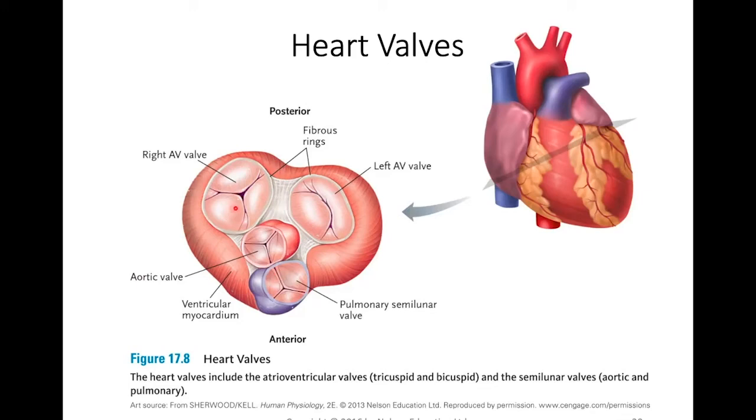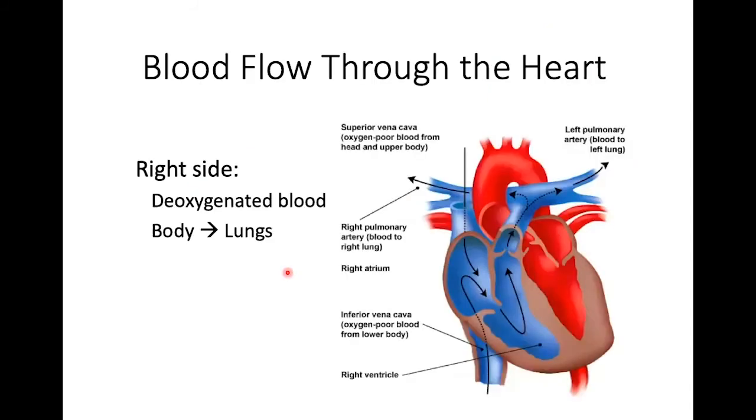And so here, comparing the right and the left AV valve, you have a real appreciation here for the three cusps that make up that tricuspid valve versus the two that make up the bicuspid or mitral valve. And then you can visualize here for the aortic semilunar valve as well as the pulmonary semilunar valve. So now we're going to run through blood flow through the heart.